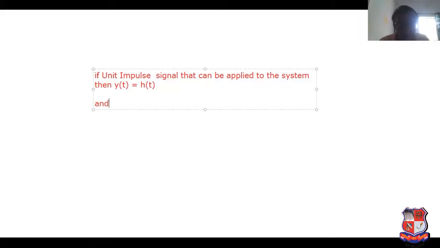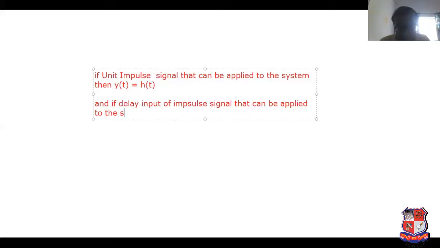And if we delay the input impulse signal, what does it mean? Delta of t minus tau. If the delayed impulse signal is applied to the system, then the output is y of t minus tau equal to h of t minus tau. It is considered as the output. It is talking about the output signal.